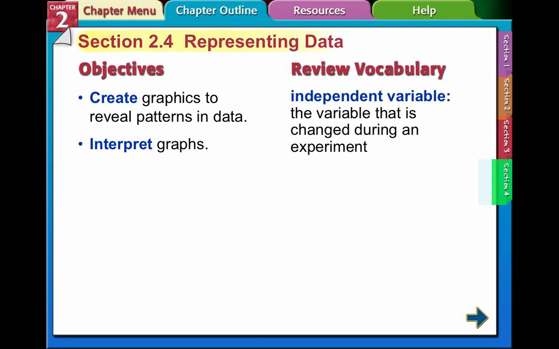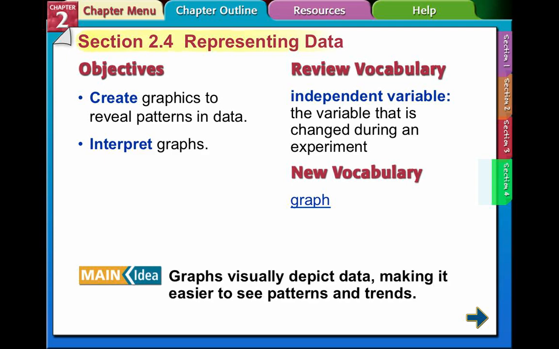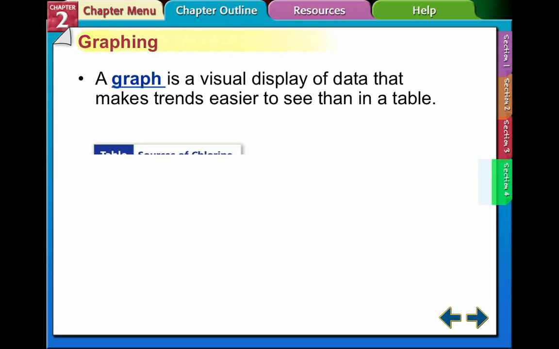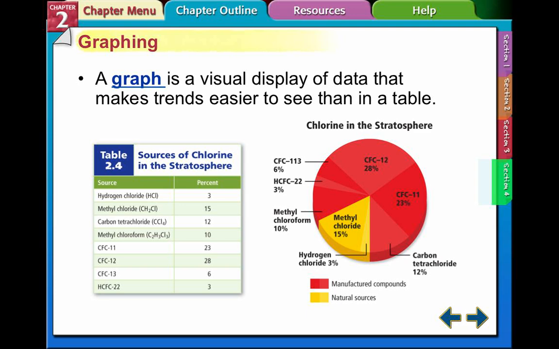Reviewing vocabulary, independent variable, the variable that is changed during an experiment. New vocabulary, graph. The main idea for this section, graphs visually depict data, making it easier to see patterns and trends. A graph is a visual display of data that makes trends easier to see than in a data table.